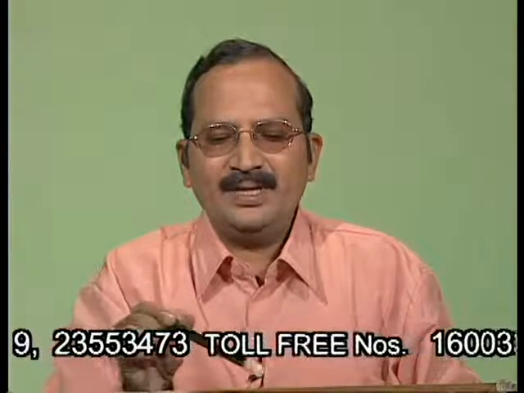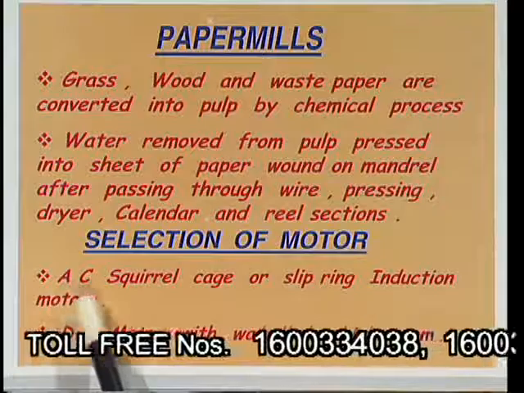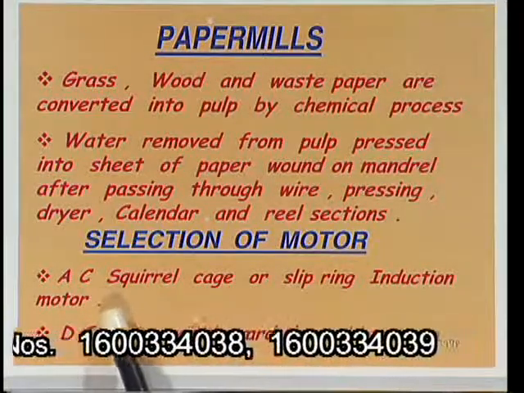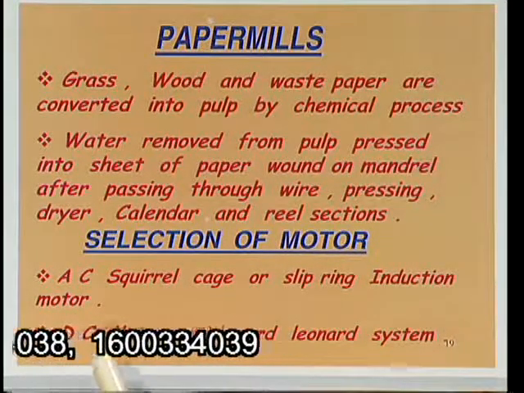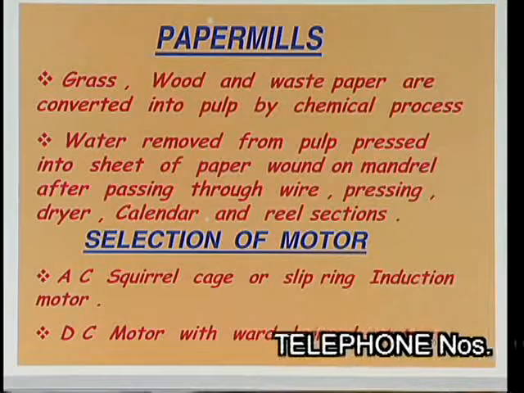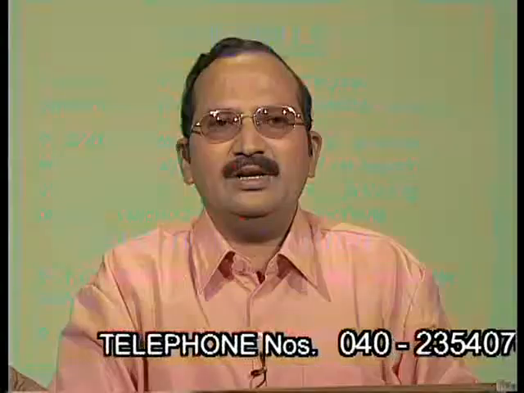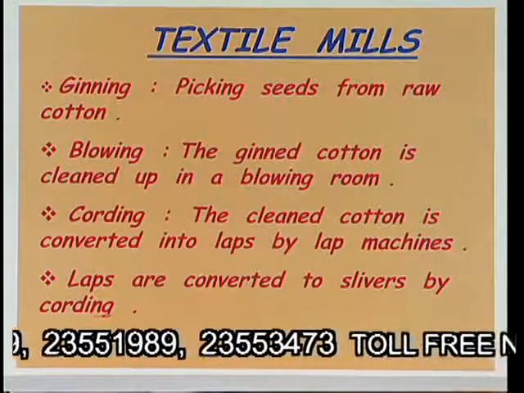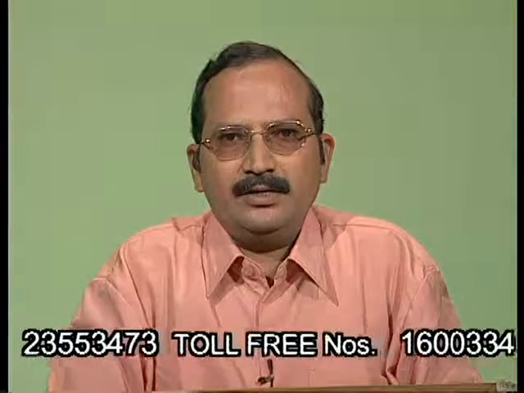called a mandrel. Selection of motor: AC squirrel cage or slip ring induction motor and DC motor with Ward-Leonard system of speed control. So these two motors are very much useful for paper mills. The next drive will be textile mills. For textile mills, that means manufacturing of cloth. The raw material is cotton that is available from the fields and reaches the textile mills.